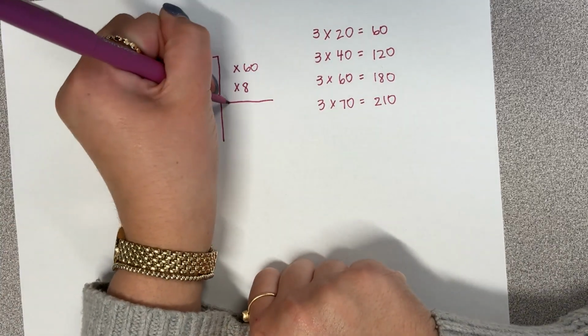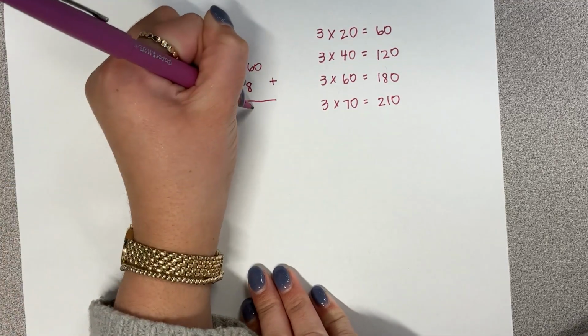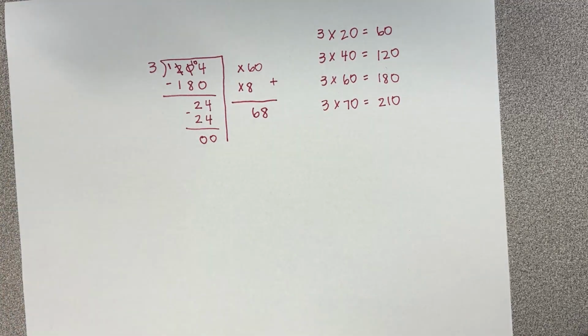I need to come back over here to my 2 numbers I multiplied. I need to add them up to get 68 as my final answer.